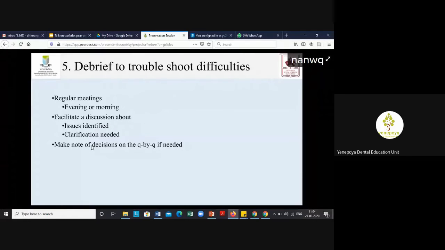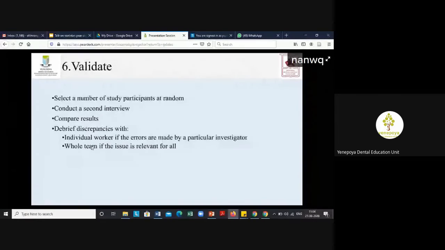It will help you to improve your complete question forms. You can always change the question. Do inform your ethical committee about the changes you make. That is a small highlight I would like to give you. And validate: definitely select a number of study participants at random, conduct a second interview, compare the results, and debrief discrepancies with the individual workers if the errors are made by a particular investigator, or the whole team if the issue is relevant for all. These are the small pointers you have to follow to ensure that the data you have collected is of good quality.